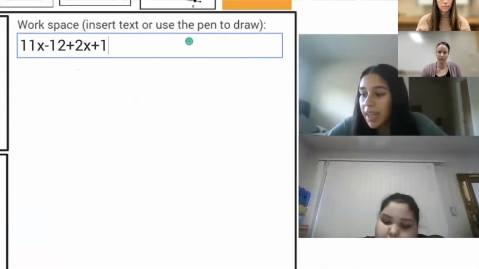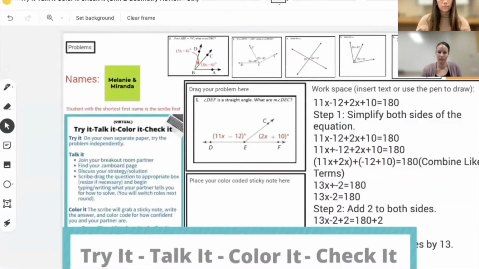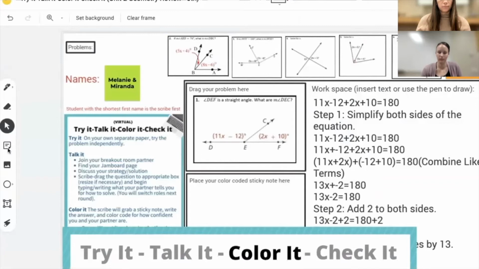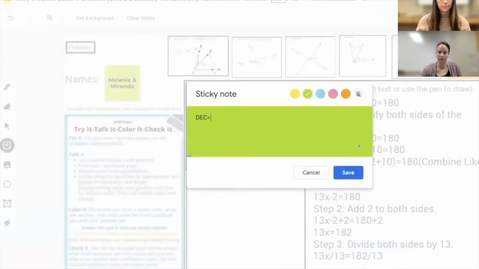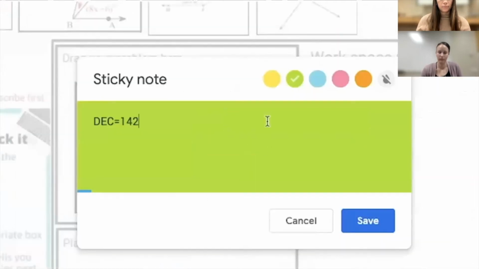In the Color It step, students used the sticky note on Jamboard. If students were super confident, they chose a green color. If they were a little unsure about their answer, they chose yellow. And if they were completely unsure, they chose pink. This step was a quick snapshot for us to be able to assess student learning.